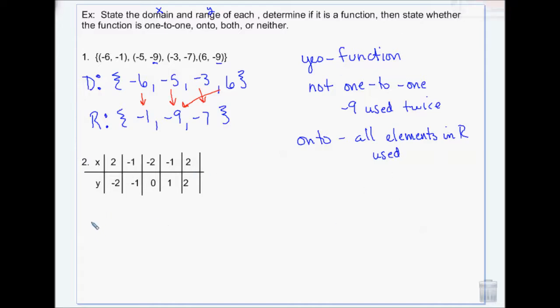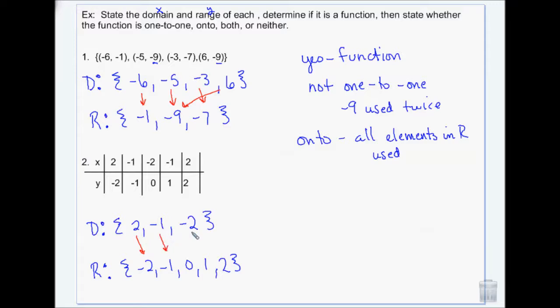For our second example, our domain, we have 2, -1, -2, and then -1, and then 2 again. And then for our range, I have -2, -1, 0, 1, and 2. If I make my arrows for my pairs, see how these have 2 coming off of them? This is not a function.